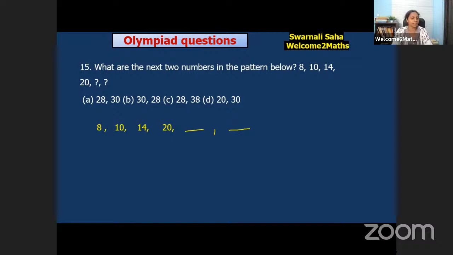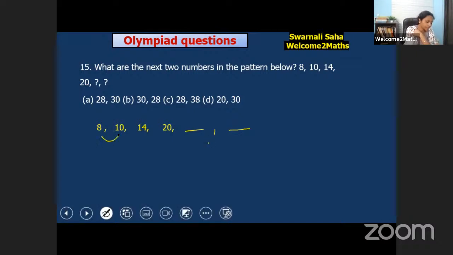Okay, let's check the answer then. You can see after 8 there is 10, and after 10 there is 14, and then 20. Can you find any pattern? The difference between 10 and 8 is 2, between 10 and 14 is 4, and between 14 and 20 is 6. So you can see that the differences increase by 2. Here is 2, then 2 plus 2 is 4, and again 4 plus 2 is 6.